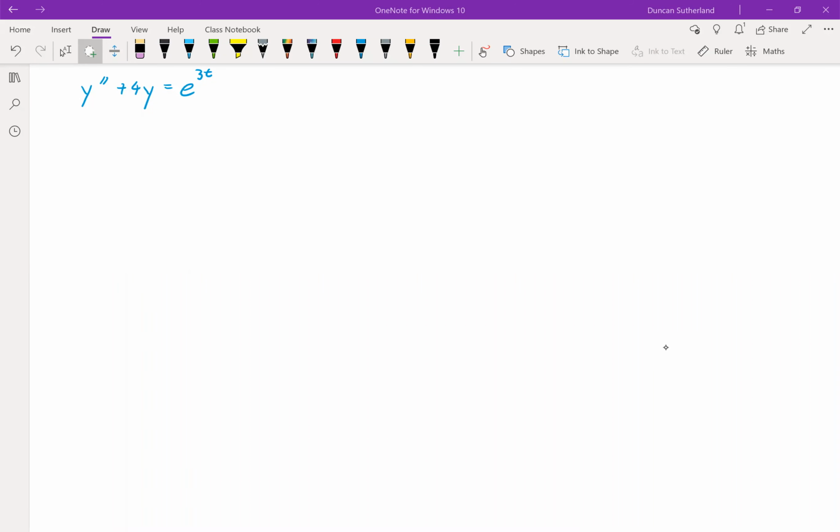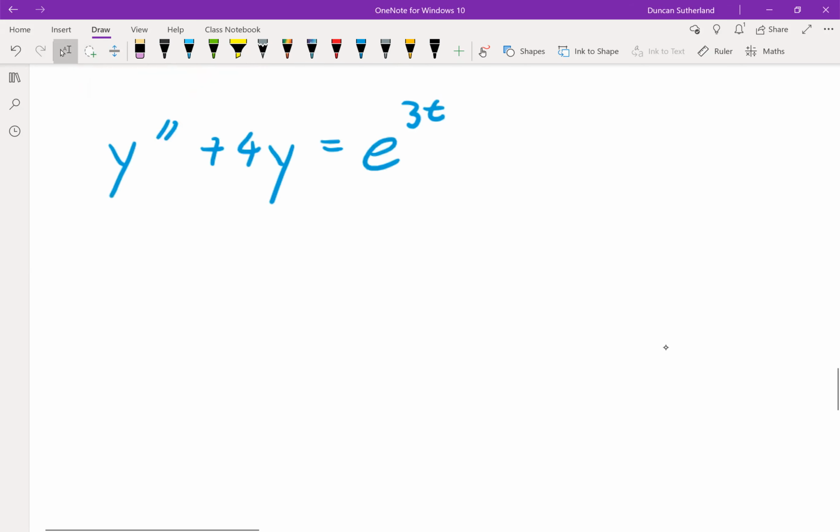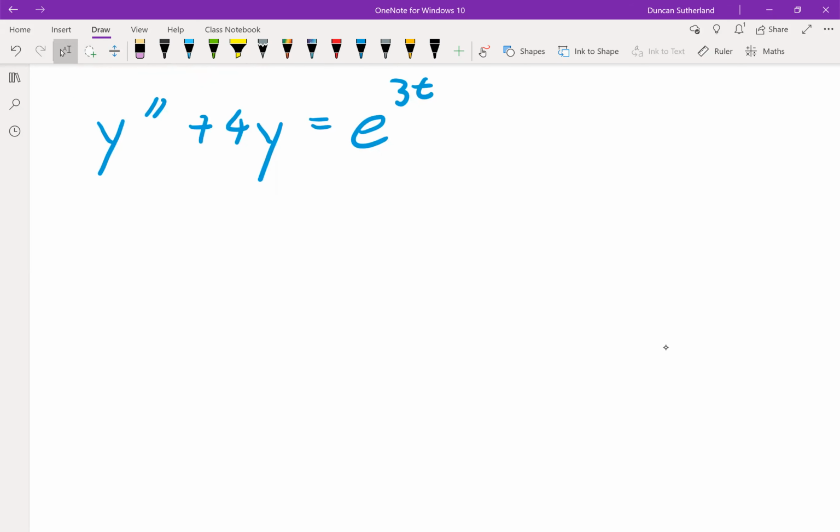All right, we're going to look at some second order inhomogeneous constant coefficient linear ODEs. This is an example. So we're just going to get to it and solve it. Our first task is to solve the associated homogeneous problem.